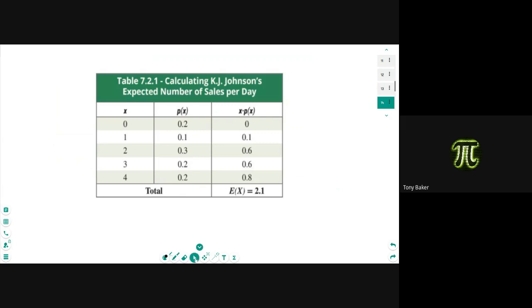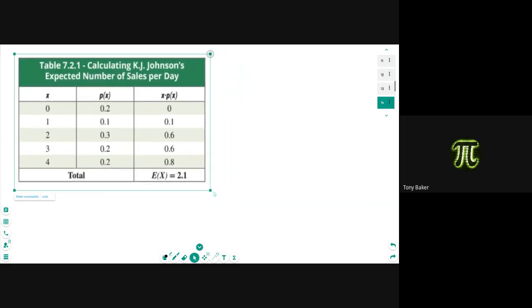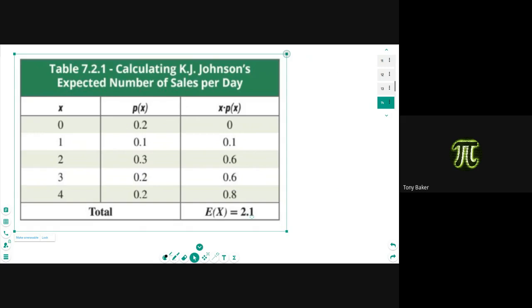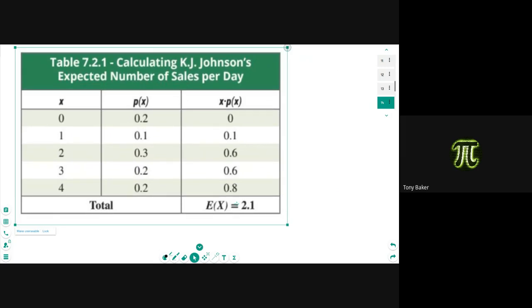All right, so let's look at the sales ones we just did. So remember, we had our X's and we had our probabilities. So for the expected value, I'm just going to multiply those two. So 0 times 0.2 is 0. 1 times 0.1, 0.1. 2 times 0.3, 0.6. 3 times 0.2, 0.6. 4 times 0.2, 0.8. And then we add them all up, and I get 2.1. That's the expected value.